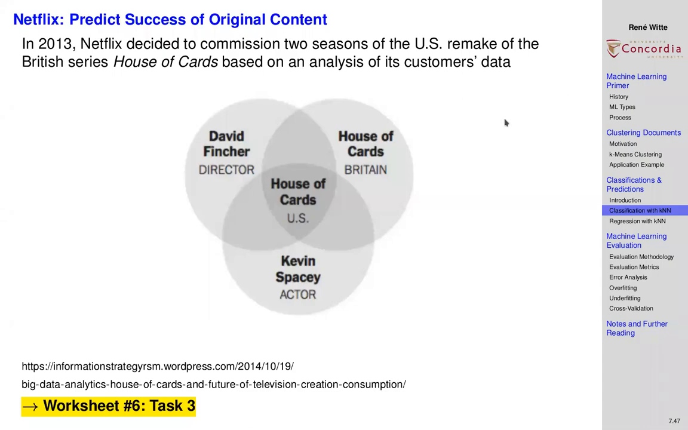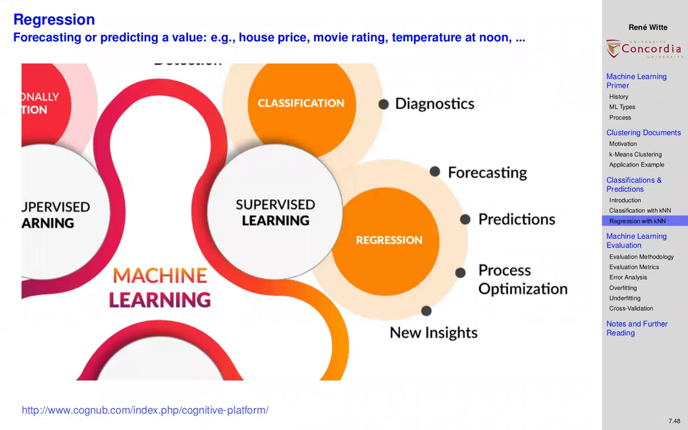Okay, now you understand how to do classification with KNN. There is another variation of KNN where you can do regression. So in the beginning, I talked about supervised learning, and as two specific applications of supervised learning, I talked about classification and regression. Now we've just talked about classification, and we'll look at another application of supervised learning, which is regression. So regression is basically predicting a value, something you want to forecast.